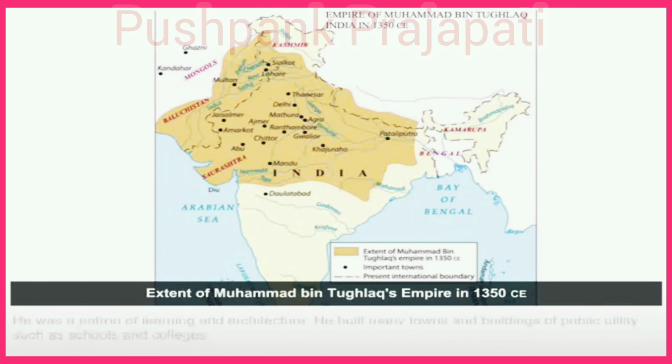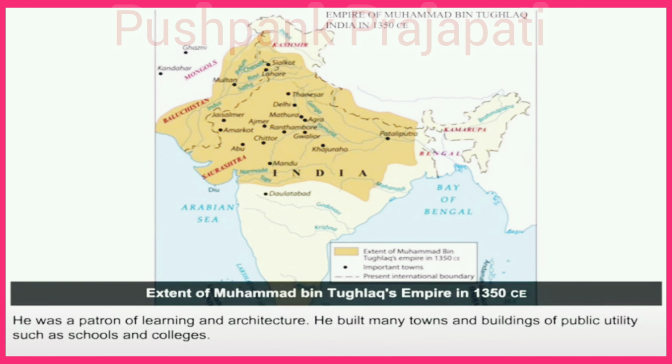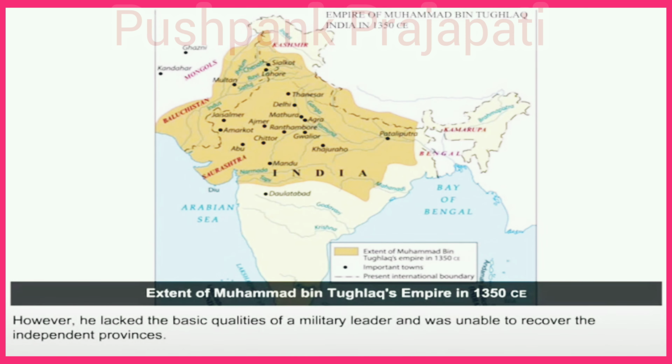He was a patron of learning and architecture. He built many towns and buildings of public utility, such as schools and colleges. However, he lacked the basic qualities of a military leader and was unable to recover the independent provinces.